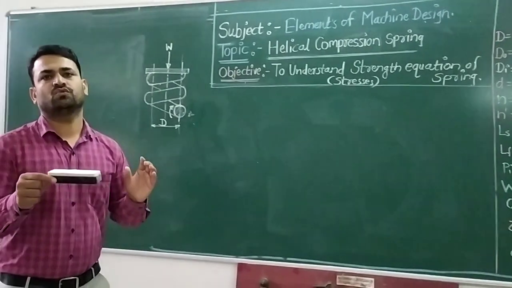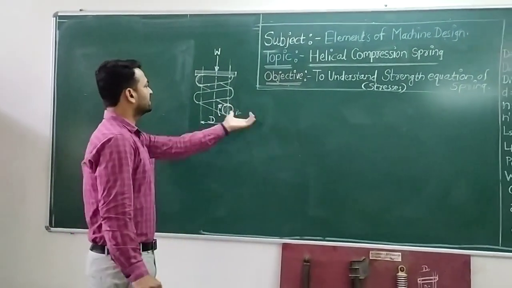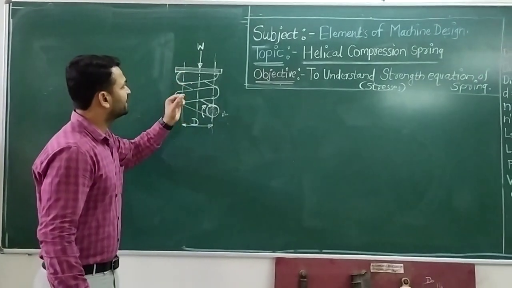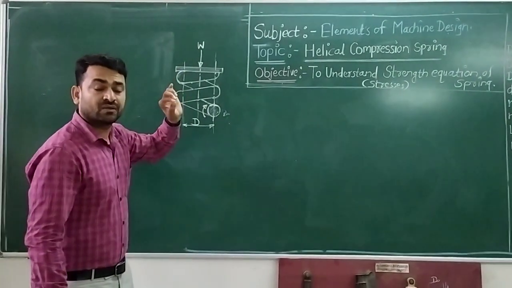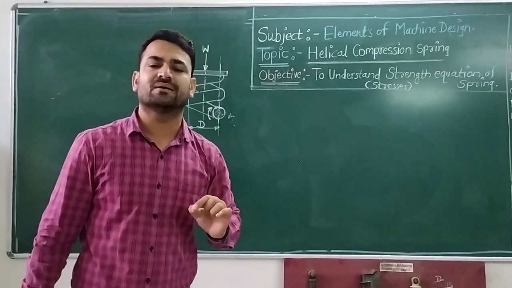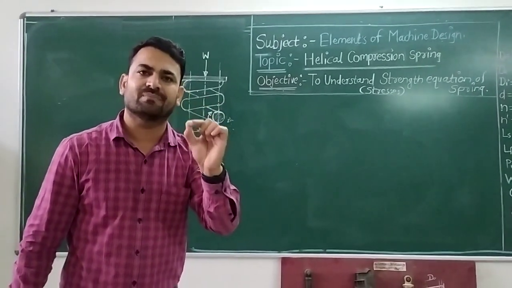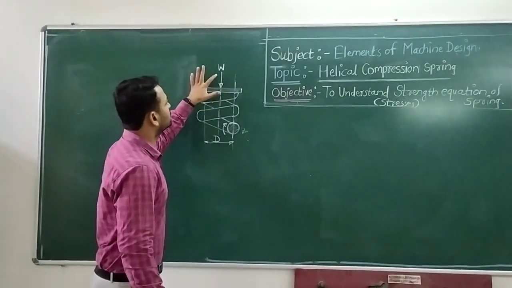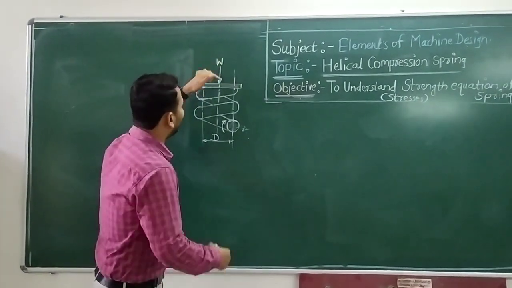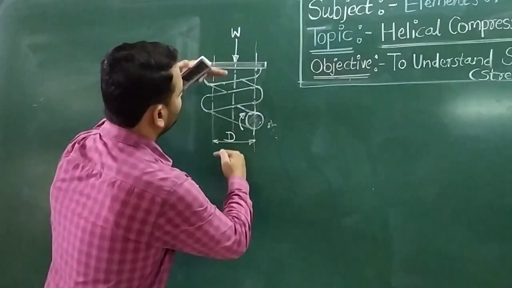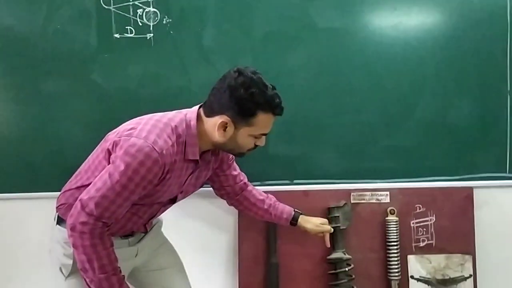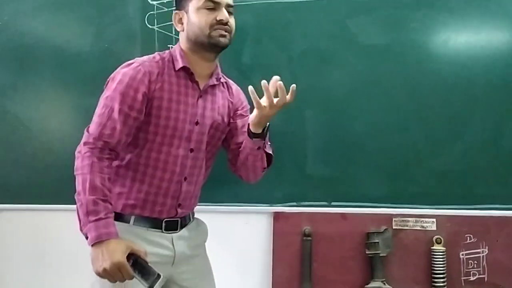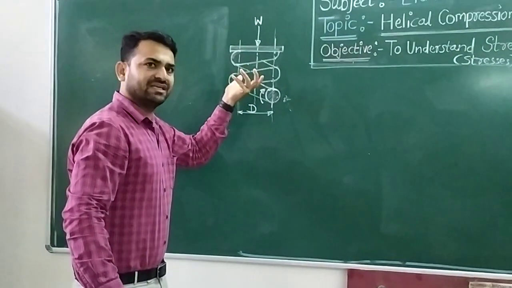See here, to find out the stresses related to the spring, I have drawn a spring with two to three turns. Stresses are induced in a component when it is acted upon by a load, so we have to consider the spring in a loading condition. W is the load acting on the spring. When I apply a load, the spring will deflect, and while deflecting, it will twist like this.